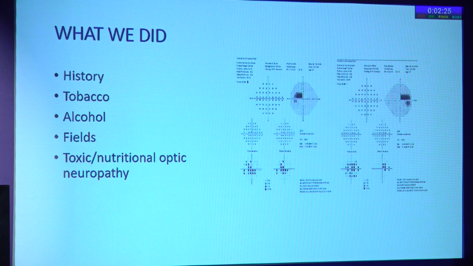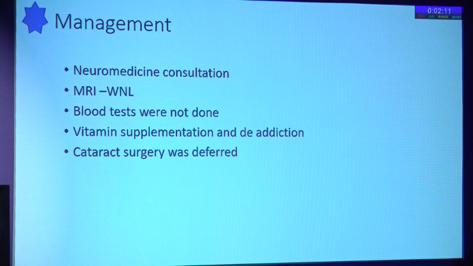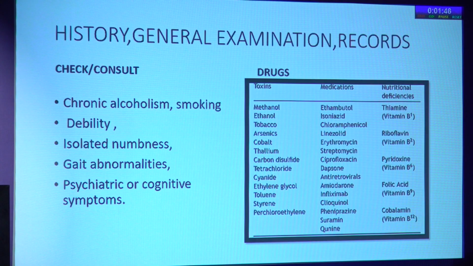So we perused the records and found that he was a tobacco and alcohol addict. Then we started thinking about a possible toxic optic neuropathy. The fields showed a centrocecal defect, but before labeling it as a toxic or nutritional optic neuropathy, it is very important to rule out a compressive optic neuropathy. That is why we sent for a neuromedicine consultation, and an MRI was done. The cataract surgery was deferred, and a vitamin supplement was advised by the neurologist. So you have to be very diligent in scrutiny of records. These symptoms may help you decide whether the patient needs a neuroreferral or not.